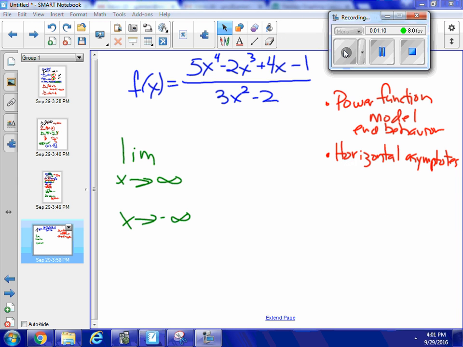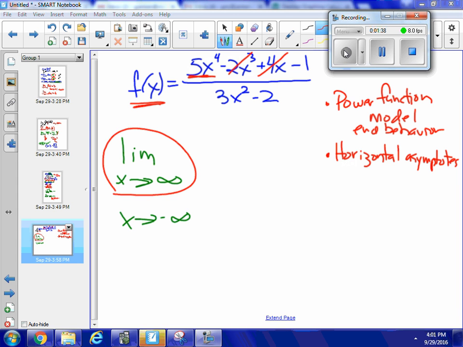So let's look at this function, and let's focus on x approaching infinity. As x gets bigger and bigger, in my numerator the only thing that's really going to count is my highest power. All these other ones, even though x cubed is going to be a big number, and 4x is going to be a number, and 1 is just 1, they are going to be insignificant compared to x to the fourth. As x gets bigger and bigger, x to the fourth is the dominant player in my numerator.